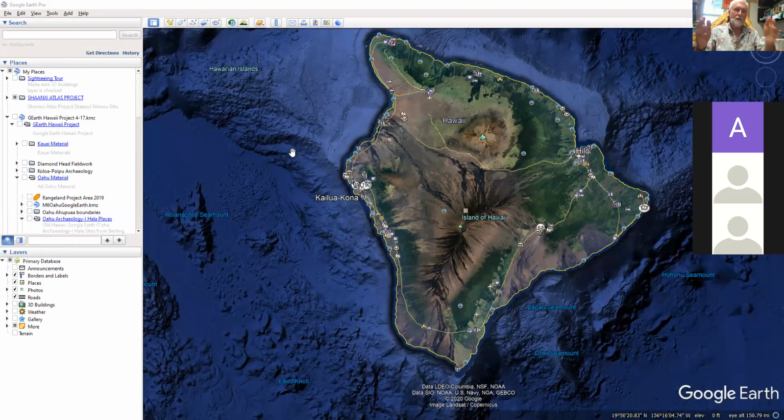Now, if you think of these as like 2 sides of a sandwich, the chunk in the middle is the ranches. And the biggest one was Parker Ranch, which is based here.